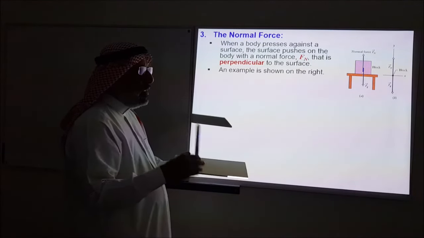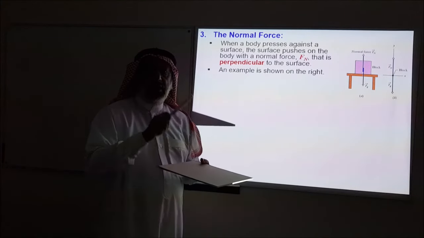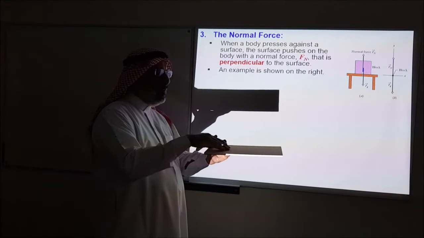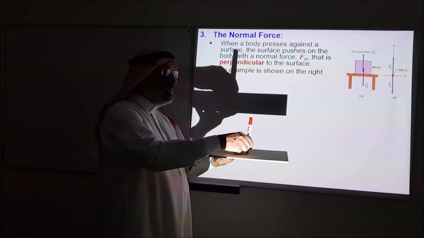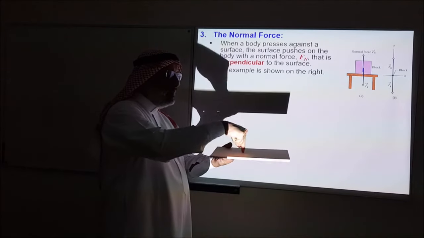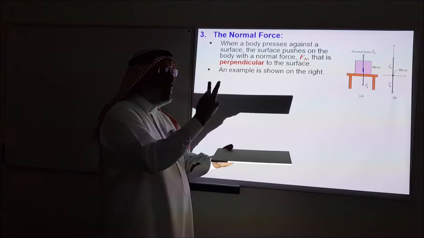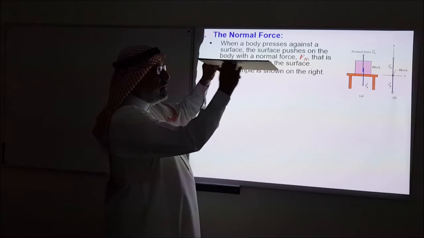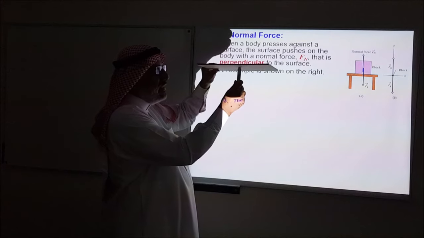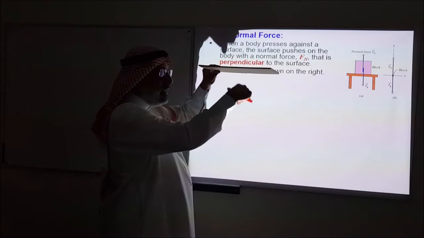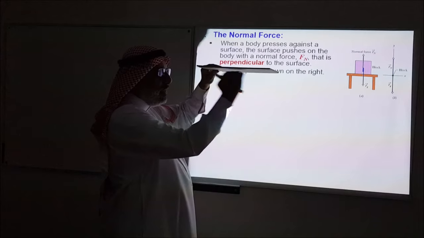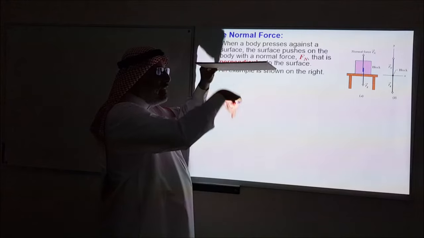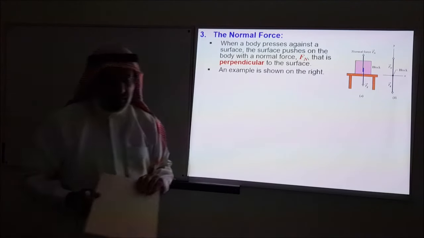One more thing: the normal force does not penetrate the surface. It will always point away from the surface. So if this is a table, where is the normal force? It is perpendicular to the table, and it doesn't penetrate the table. It goes away from the surface, so it will be that way. But for example, if this is the ceiling and I put something against the ceiling, where is the normal force? It is downward. It is perpendicular to the ceiling, but it cannot penetrate the ceiling. It has to go the other way. The other way will be downward in this case.